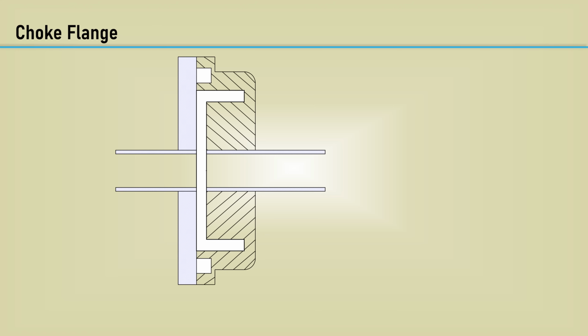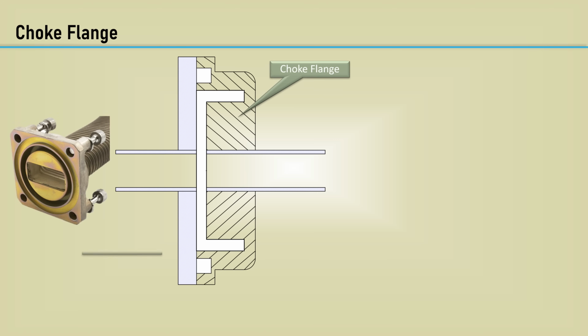To eliminate the issues with using two flat flanges mounted together, the choke flange was invented. It uses a half-wave short approach to improve performance. It is accomplished by milling or electrodischarge machining slots on the flange face. For quality connections between the waveguides, a choke flange should be used to mount against a flat flange.